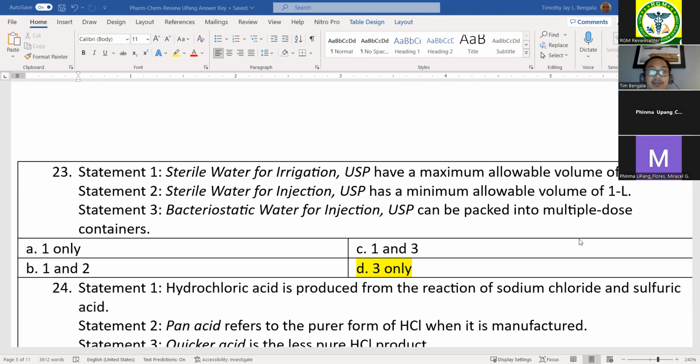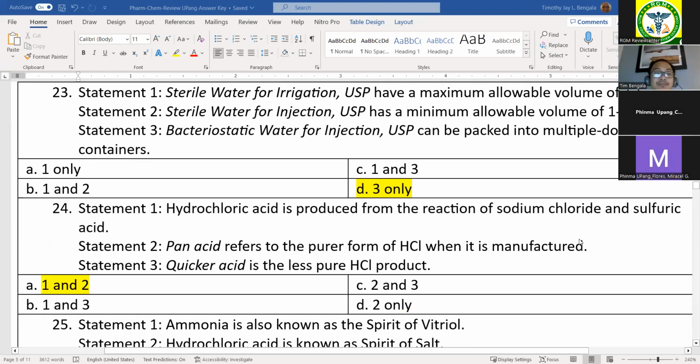Then lastly, bacteriostatic water for injection can be packed into multi-dose containers. That is correct. So, doon talaga siya nilalagay. So, only statement 3 is correct. So, that's all for 23.